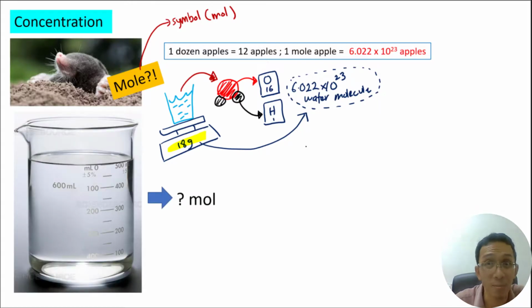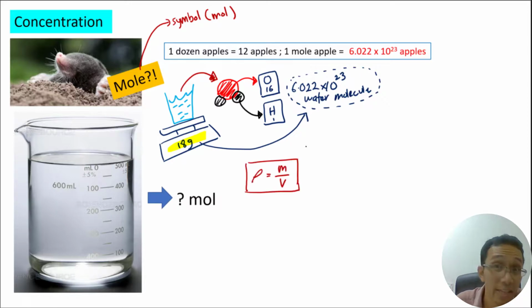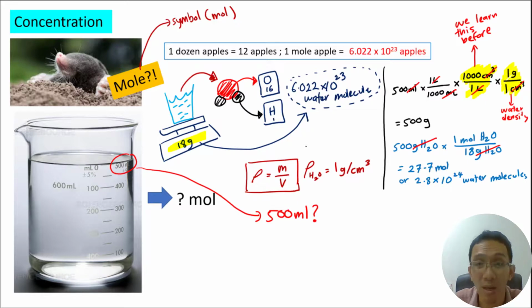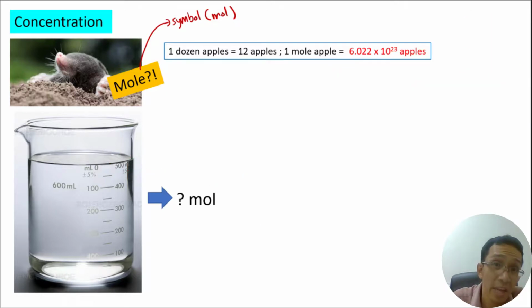In order to play with mole, we need mass. But here we only have a volume. From volume to mass, you need a density. Density is mass over volume. Because water density is 1 gram per centimeter cube, when you calculate, 500 milliliter will be equivalent to 500 gram. 500 gram of water will be equivalent to 27.7 mole, which gives you 2.8 times 10 to the power of 24 water molecules. Understanding how to perform conversion with mole is important in Bionano.